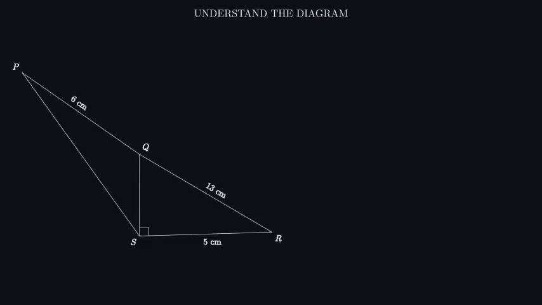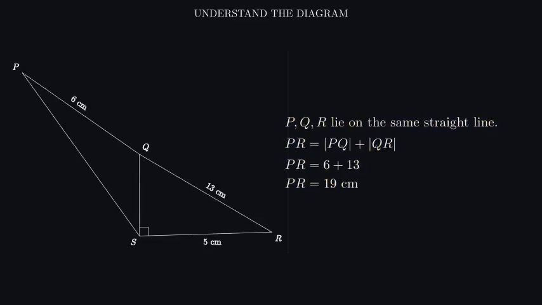From the diagram, points P, Q, and R lie on the same straight line. So the whole length, PR, is made up of PQ plus QR. Since PQ equals 6 centimeters and QR equals 13 centimeters, PR equals 19 centimeters.